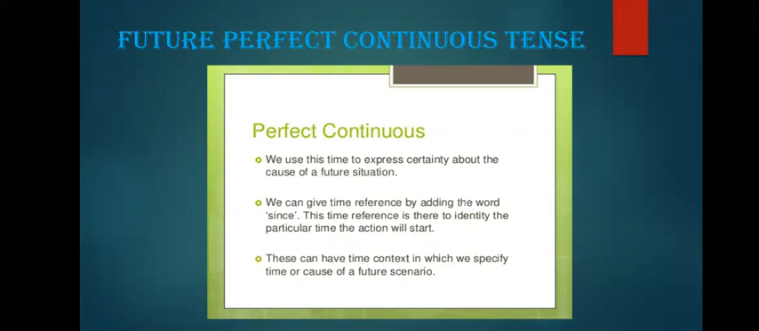So as we all know, in perfect continuous tenses, we always use since and for to mention the particular time period. These can have time context, in which we specify time, or cause of a future scenario, because we are talking about future happenings. So when we use since and for, it will mention that particular time, and that will give the reference of that time along with the cause and the specific scenario which is linked to the future.